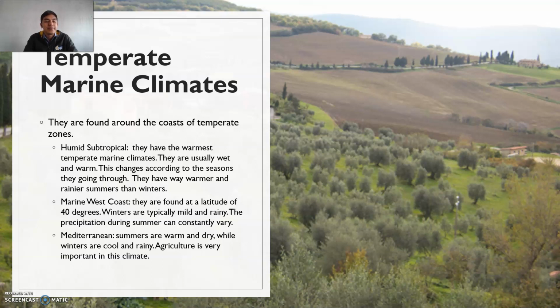Now, we have a Mediterranean type of climate, in which summers are warm and dry, while the winters are cool and rainy. Agriculture is very important in this climate. This is the one that is related to Guatemala, because usually summers are a little bit more warm and dry, and during winter we get a little bit more rain.